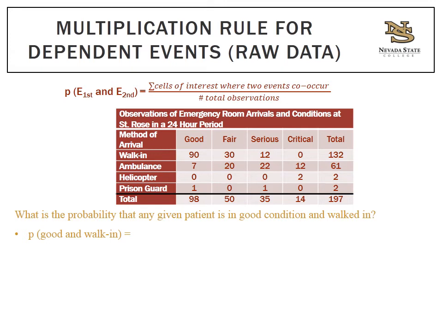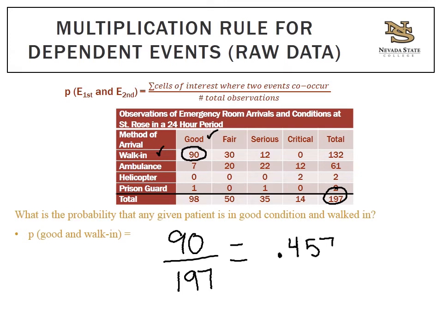All right, so now we're looking for good here and walk in here. There's your intersection, right? So the number of cells of interest where the two events co-occur is 90. And we're looking at the total number of observations yet again, which is going to change for conditional probability. But for now, 197 is still our denominator. And we've got 90 divided by 197 is 0.457. So in this data, 45.7% were in good condition and walked in. And based on that, we think that there's a 45.7% chance that any given patient will be in good condition and will walk in out of all the patients.